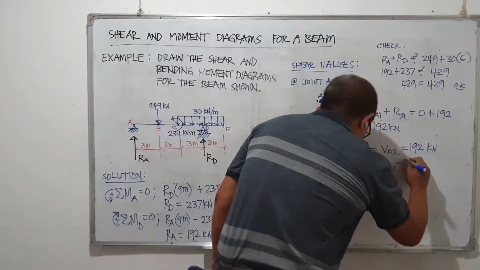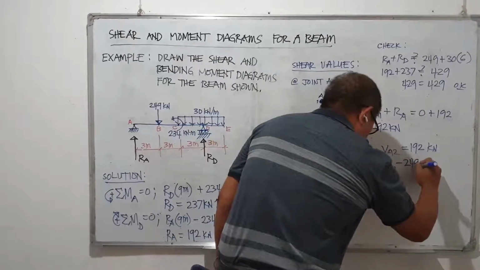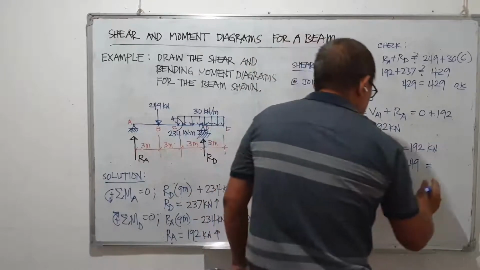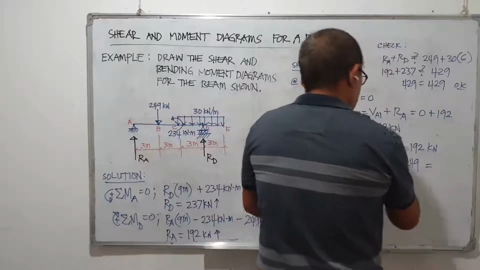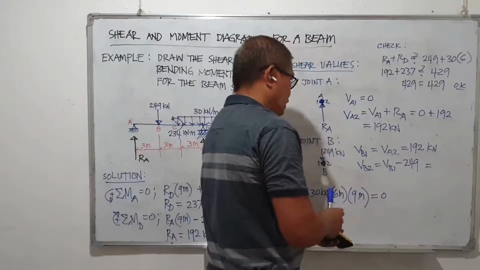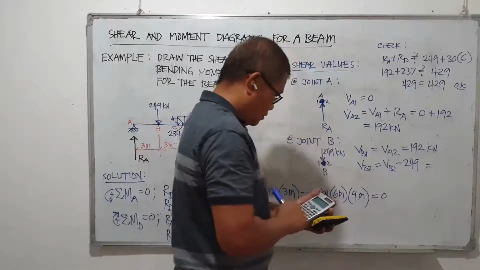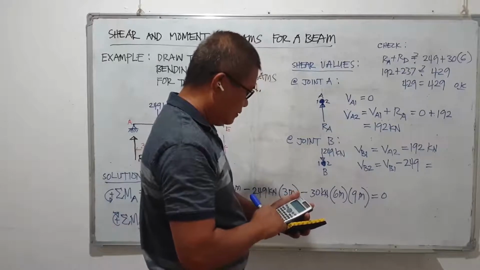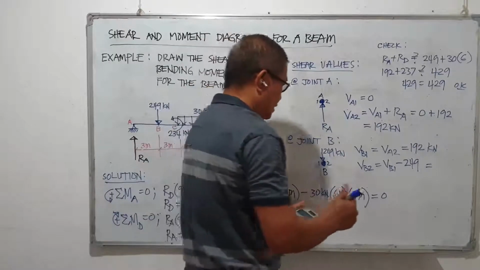We have minus 249, which will give us V sub B2 is 192 minus 249, which is negative 57.